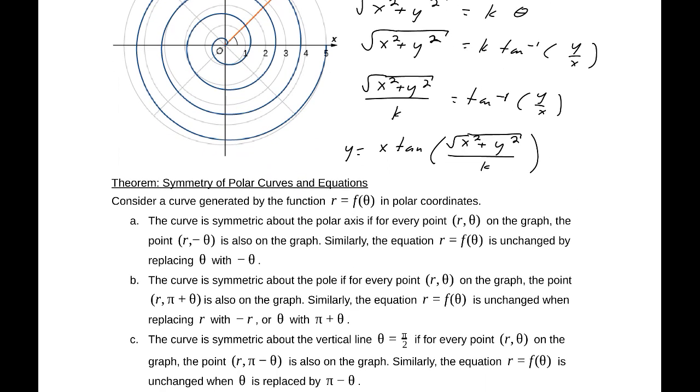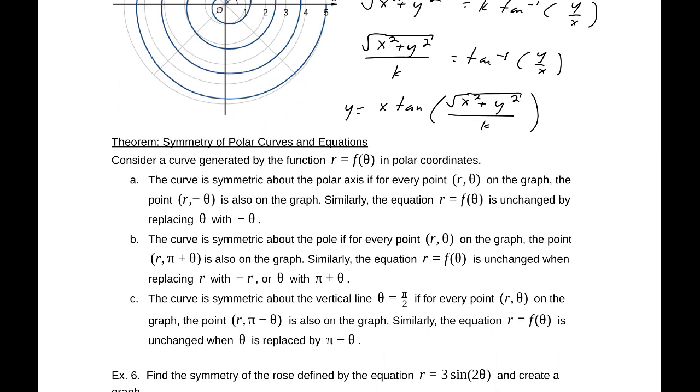The last thing we're going to look at is symmetry of polar curves and equations. So if we have a function r equals f of theta, okay, so this means that the point (r, theta) is on our graph. Well, it is symmetric about the polar axis. That is what we'd normally call the x-axis. It's symmetric about the polar axis if (r, negative theta) is also on the graph. Similarly, the equation r equals f of theta is unchanged by replacing theta with negative theta.